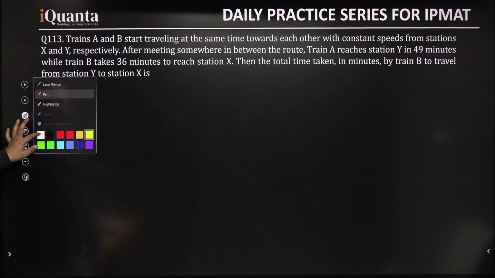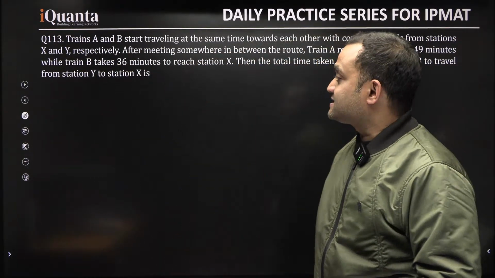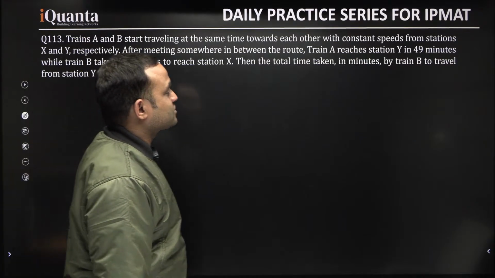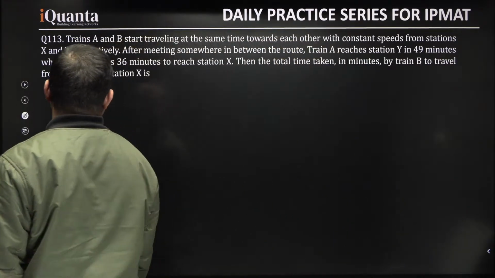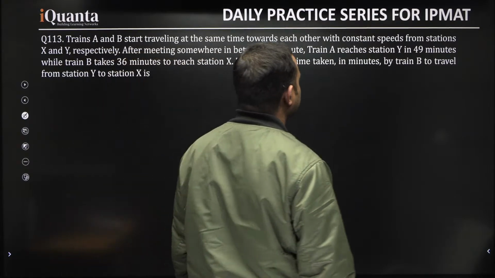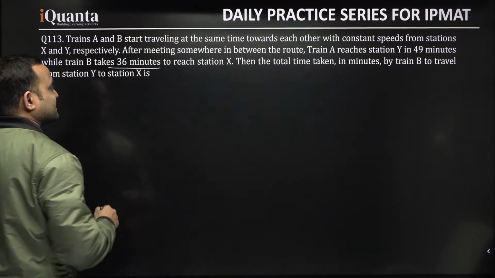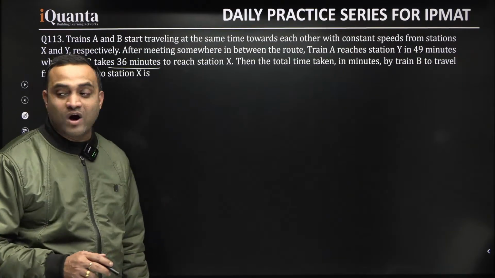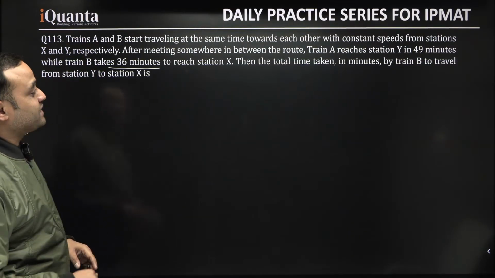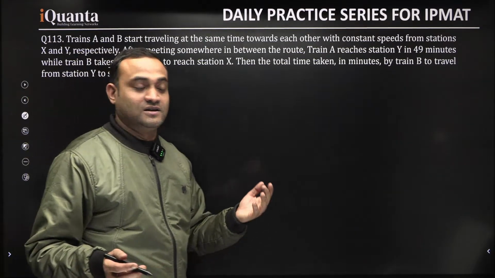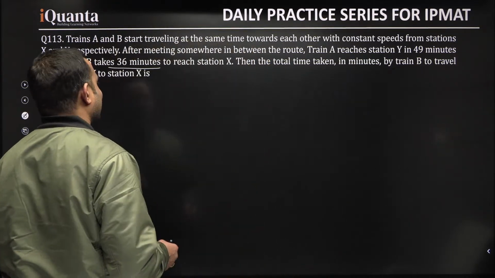Any idea how to solve this type of question? Trains A and B start traveling at the same time towards each other with constant speeds from stations X and Y respectively. After meeting somewhere in between the route, train A reaches station Y in 49 minutes while train B takes 36 minutes to reach station X. Then find the total time taken in minutes by train B to travel from station Y to station X. Sonipari is getting the answer as 78 minutes. Okay.